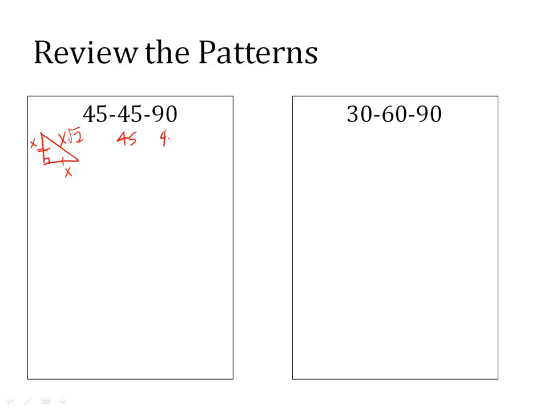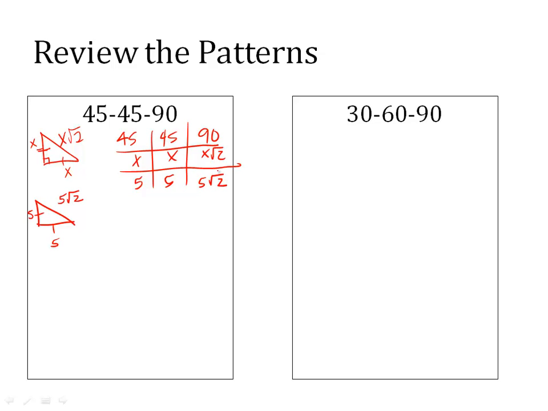So I always made a little box: x, x, x square root of 2. And I had my students make this box, and then if you're given something simple where they give you the side length, let's say a 5, you know that's across from a 45 angle. That means this side has to be a 5, and then the hypotenuse has to be 5 square roots of 2. It's that simple. If you know the legs, it's really easy.